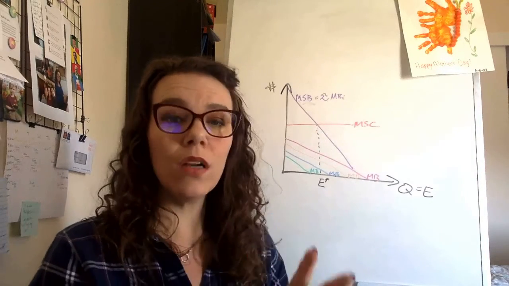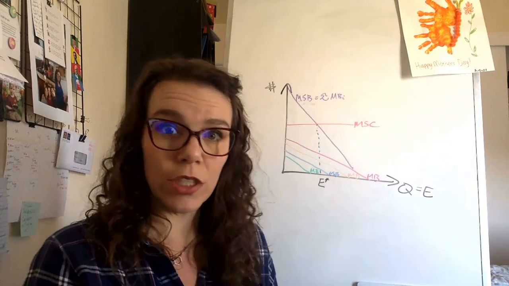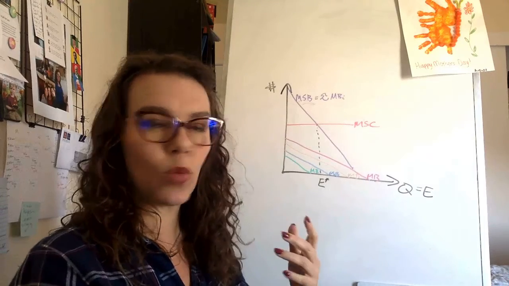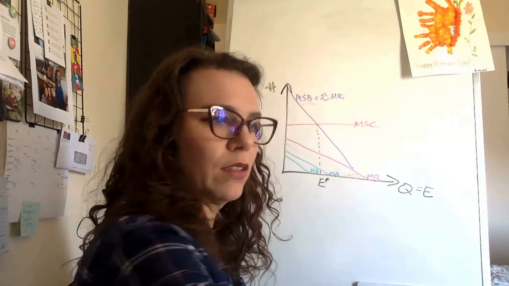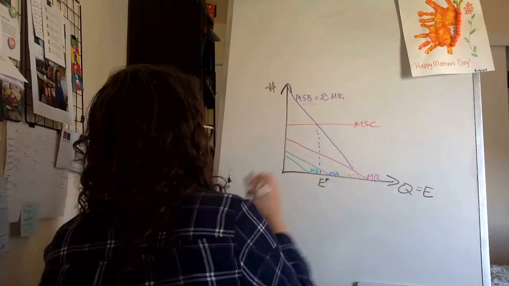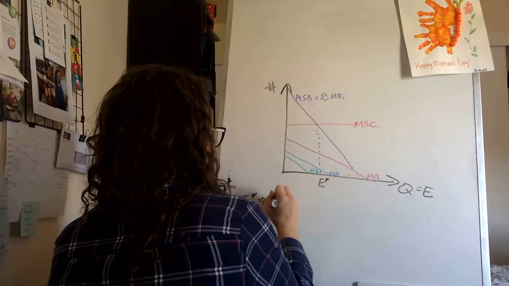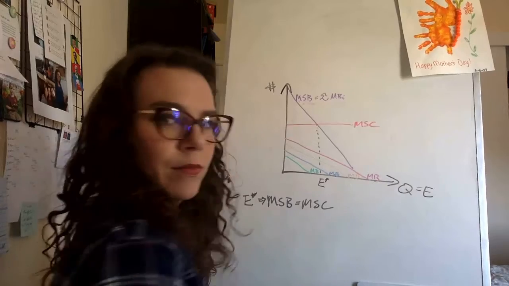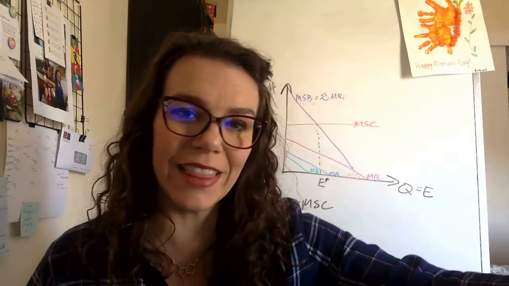No matter what model we're looking at or what we're talking about, we want to produce our local good or our state or local public good or service at the level where marginal social benefit is equal to marginal cost, right? I'll even rewrite it down here. E star comes from marginal social benefit equal to marginal social cost. That's the goal. The problem is, how do we get there, right?